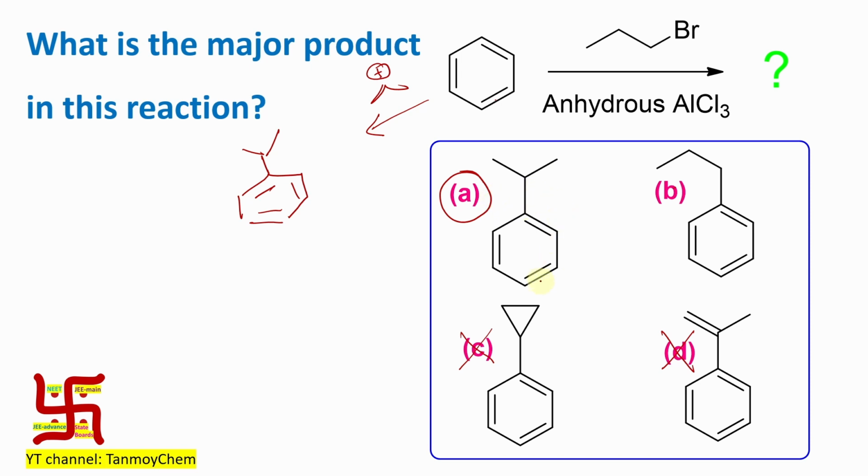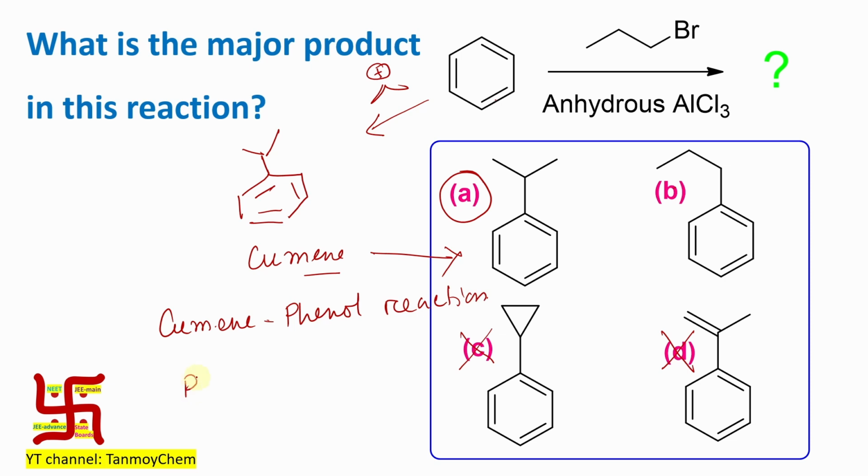By the way, this product has a particular name, it is called cumene or sometimes isopropyl benzene, and based on this there is actually a very famous name reaction, cumene phenol rearrangement or cumene phenol reaction, whatever you say. So in this reaction we get two valuable products, one is phenol and another is acetone. By the way, I have uploaded a dedicated lecture on this, please visit for further learning.